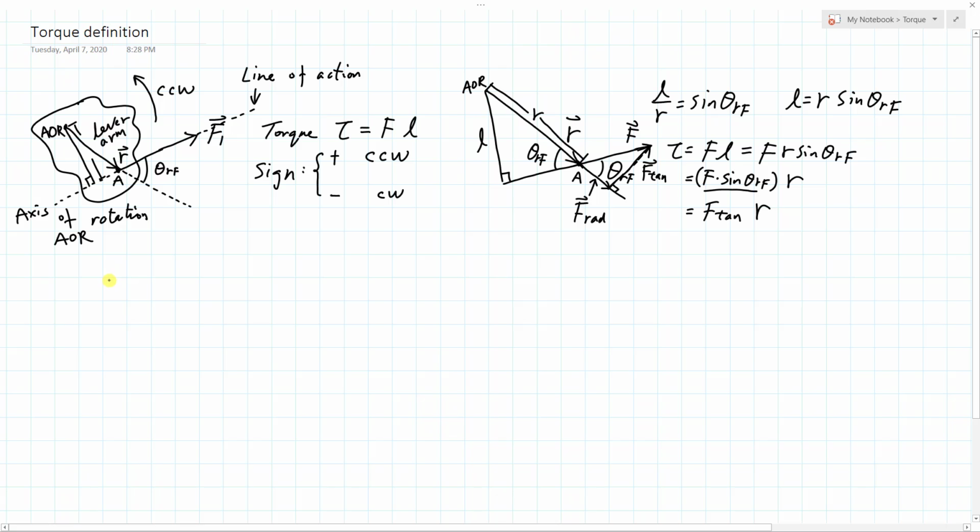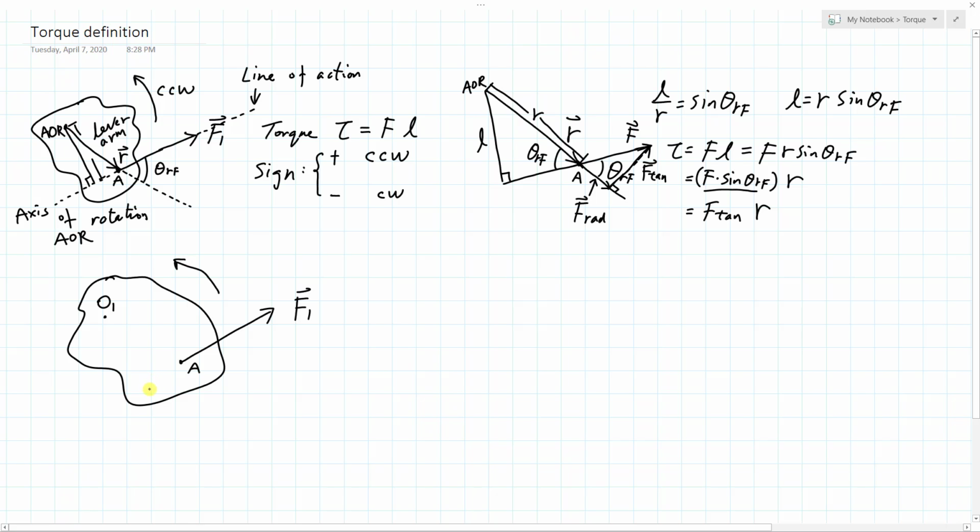So let's have a different object, and we're applying a force right here at point A with the force F1. So imagine here we have an axis of rotation at O1. Imagine what this force will cause. Well, it will certainly cause this object to rotate this way, right?